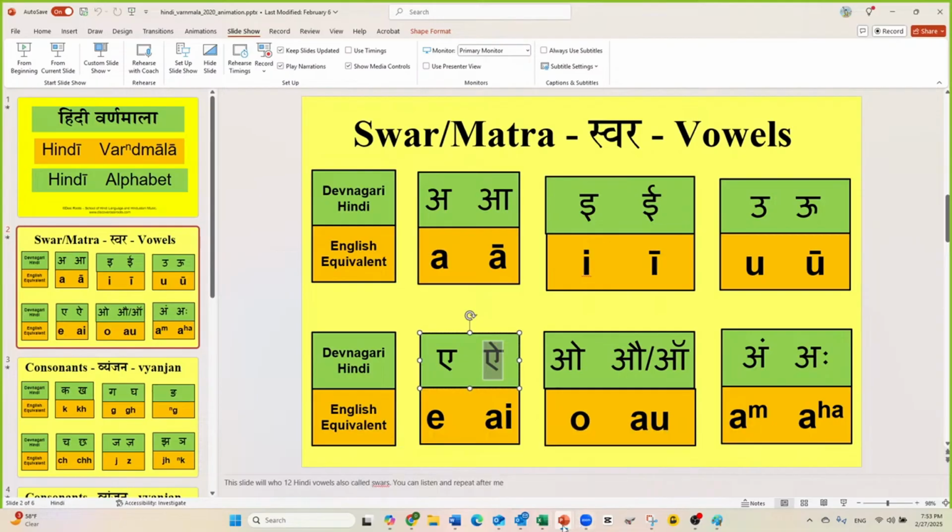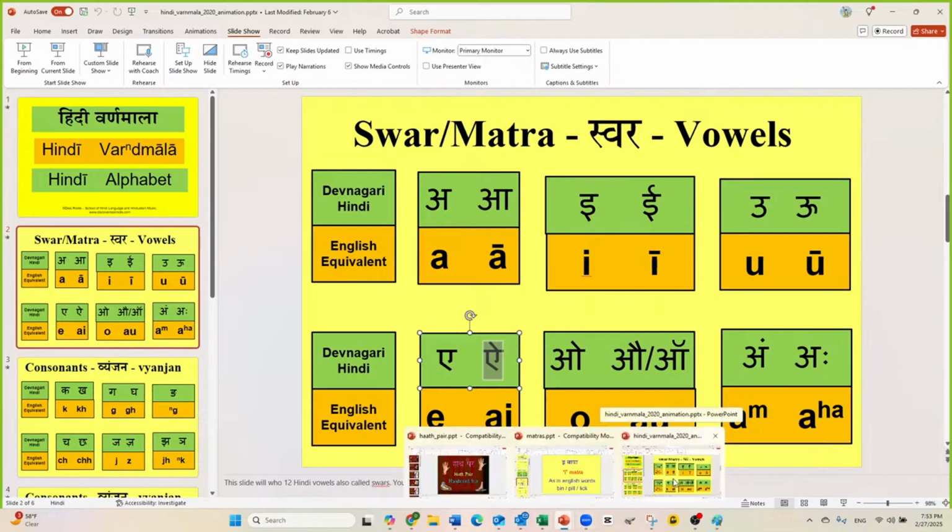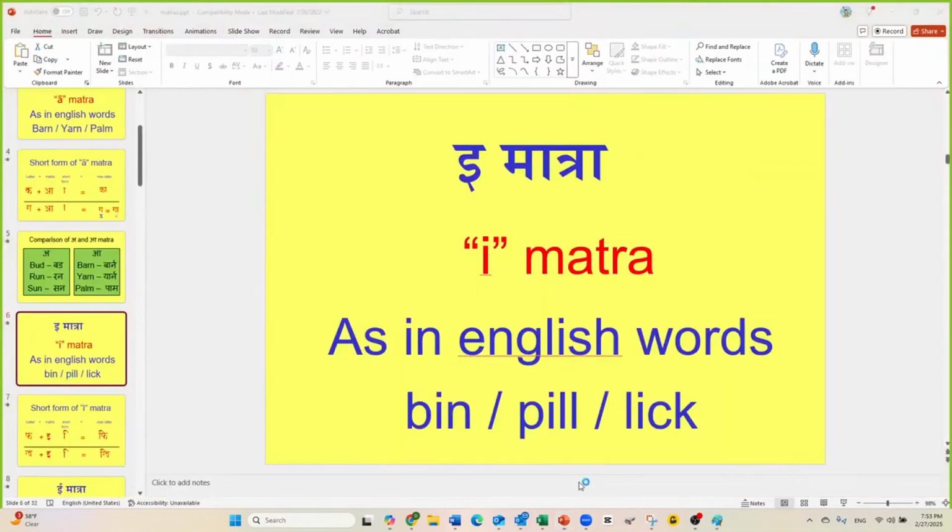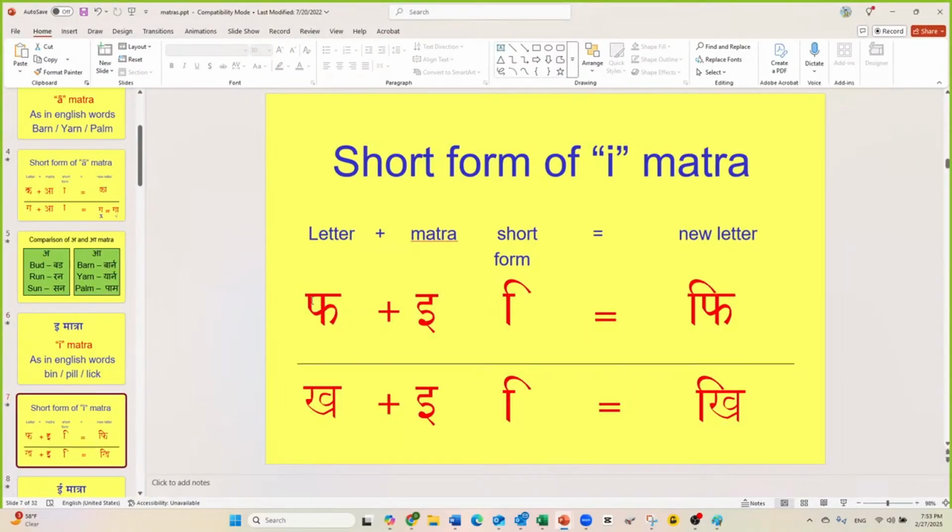Now let me show you all again. Let's go to I. So if you see, this is the I matra. Now how is the I matra formed? We take a letter, for example th, and combine it with I. The short form of I is a loop on the left hand side of the letter. So we don't write th combined with I; we write this little loop. Similarly, kh combines with I and we write ki.